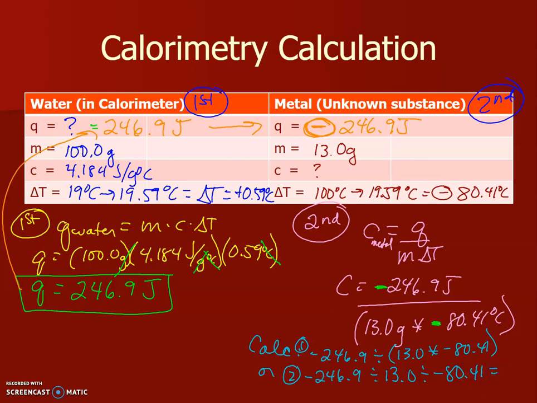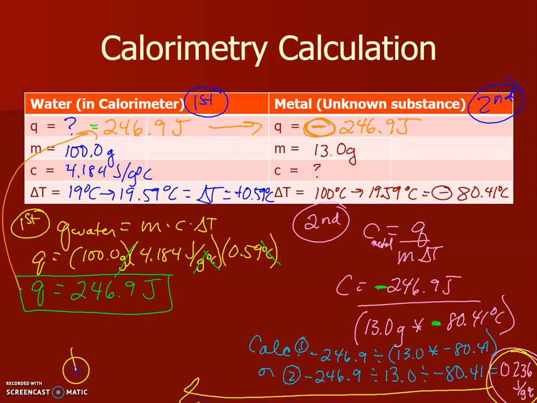Okay, what is our grand total answer? Our grand total answer is 0.236 joules per gram degrees Celsius. All right, that is our be-all, end-all answer. So, what substance is this? Look on the periodic table.